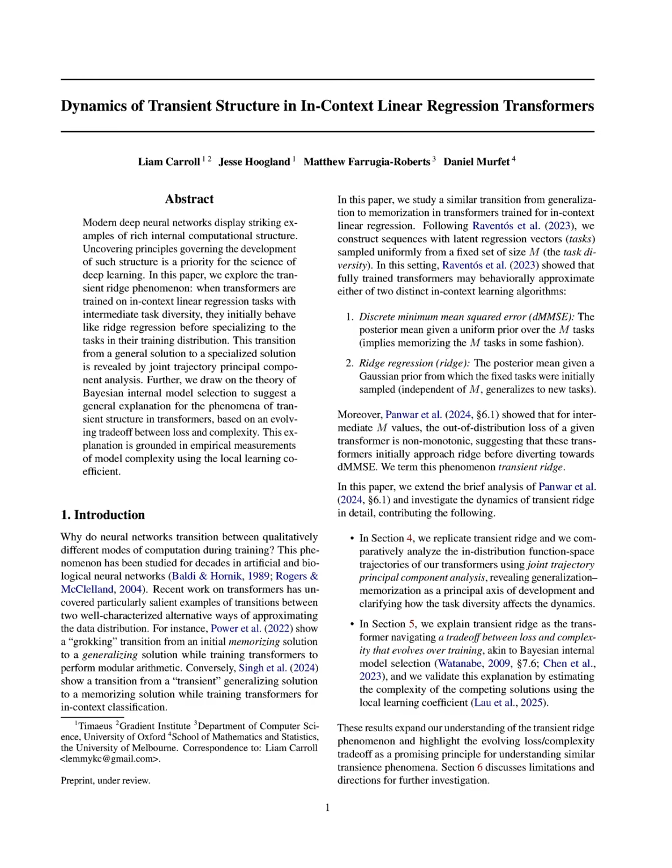The method proposed in the paper aims to solve the problem of understanding the dynamics of the transient ridge phenomenon in transformers during training, specifically the transition from generalization to memorization. This is achieved by investigating how transformers navigate an evolving trade-off between loss and complexity as they are trained on in-context linear regression tasks with varying task diversity.